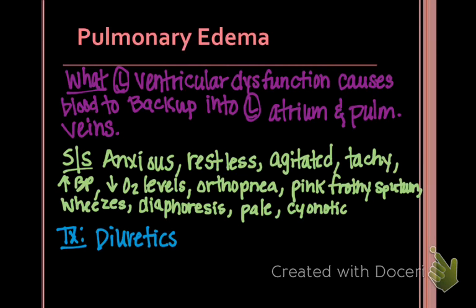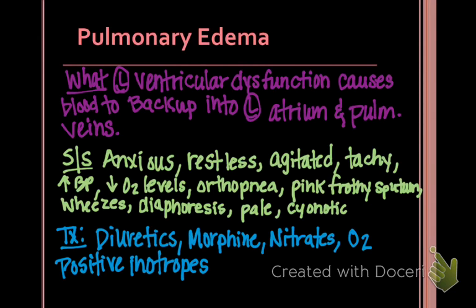Treatment is diuretics, morphine, nitrates, oxygen, and positive inotropes. Let's talk a little bit about the morphine. We talked about this when we talked about MONA and heart attack. Morphine, not only does it relieve pain, but it also helps relieve anxiety.